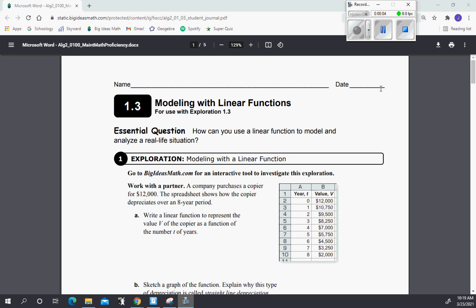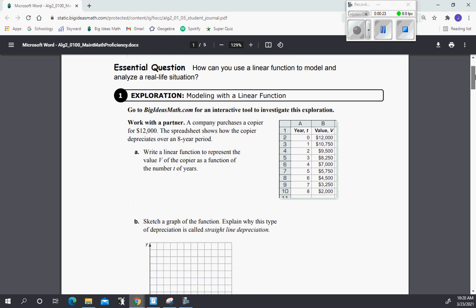Okay, lesson 1.3. We're going to kind of change it up a little bit. 1.3 isn't necessarily talking about transformations. 1.3 is working with lines, right? Linear functions, modeling with linear functions. Linear means line. So, let's get right into it, shall we?